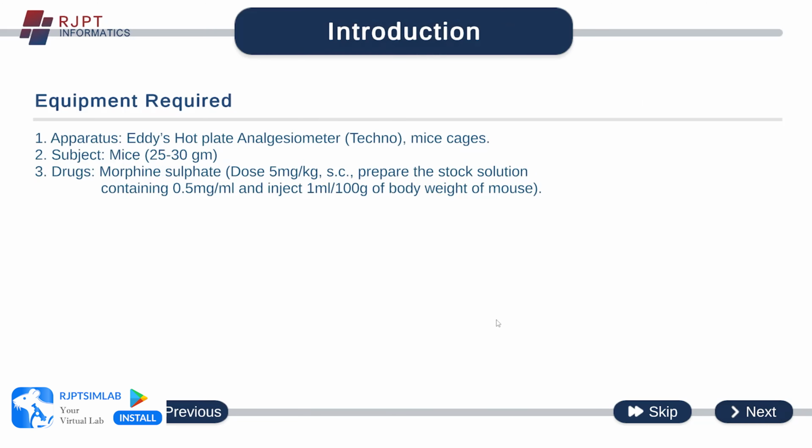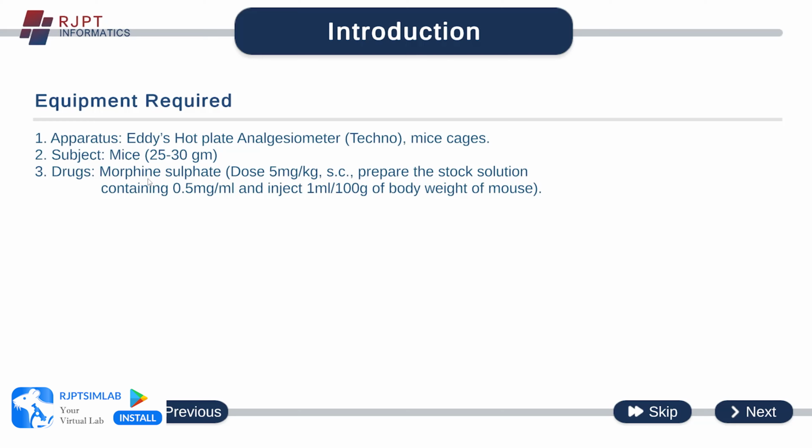Now let us see the equipment required for this experiment. At first, we require the apparatus, Eddy's hot plate analgesiometer, and second we need mice cages. The Eddy's hot plate analgesiometer is the main instrument that we require for performing this experiment. Then second, we need the subject. Our subject is mice, which should be of 25 to 30 grams.